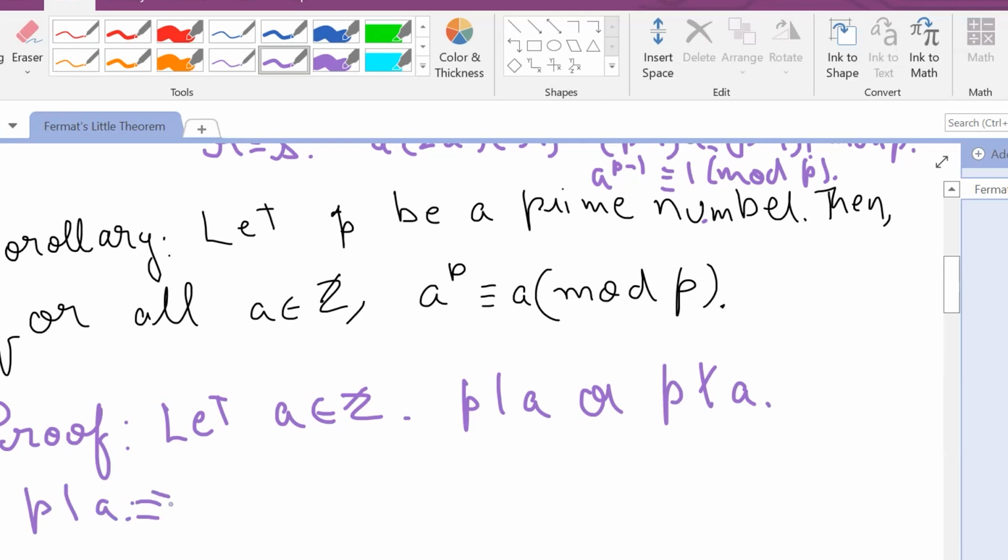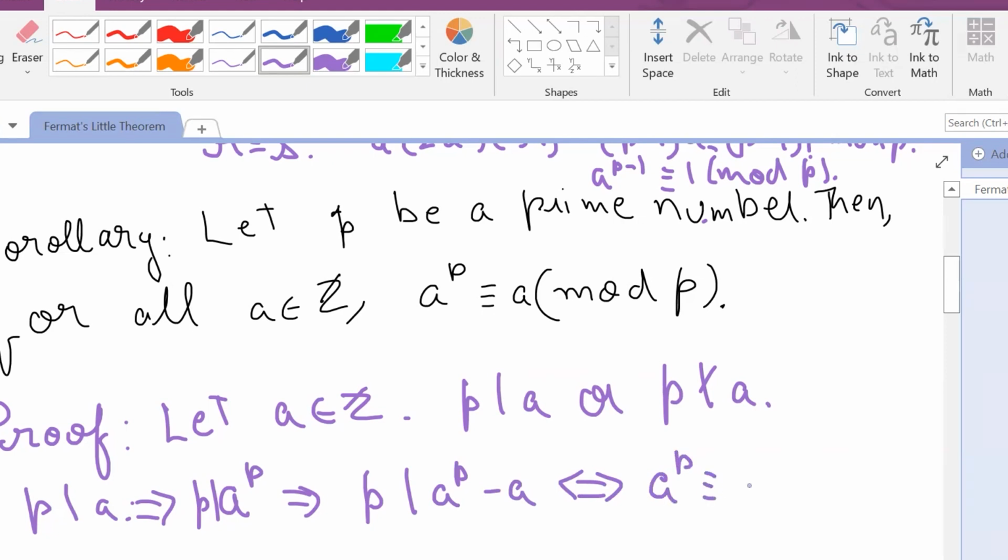In that case, we essentially have that P also divides A to the P, right? It's like multiplying A. Now, P divides A to the P, it divides A. This then implies that P divides A to the P minus A. But this is equivalent to saying, by definition, that A to the P is congruent to A mod P.